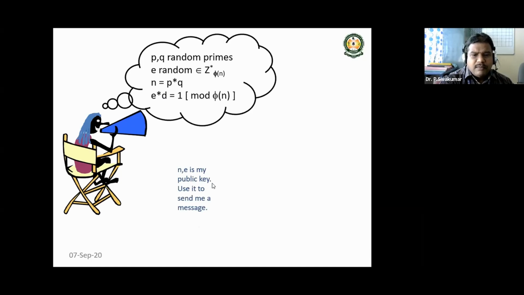So n and e are public, and d and n are private. So n and e are my public key. Use it to send me a message. So anyone who wants to send a message to me can use my public key. Suppose A wants to send a message to B, what happens? A uses B's public key.